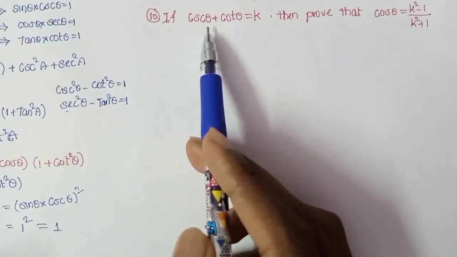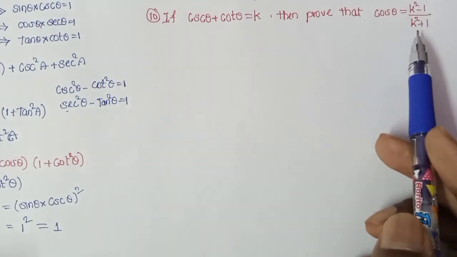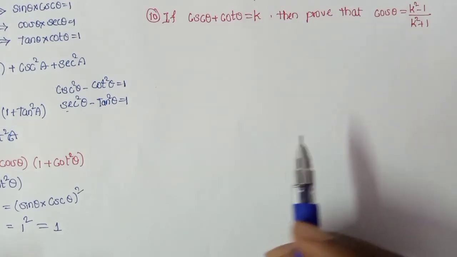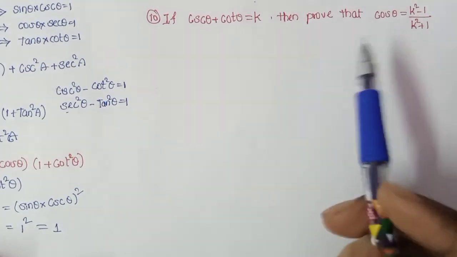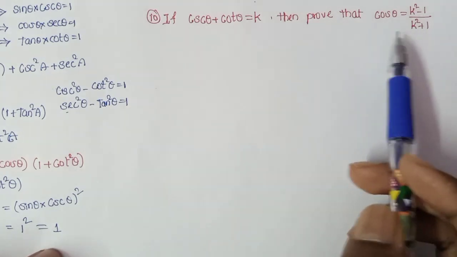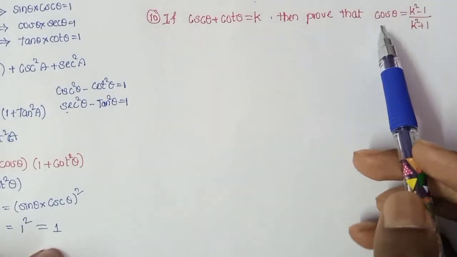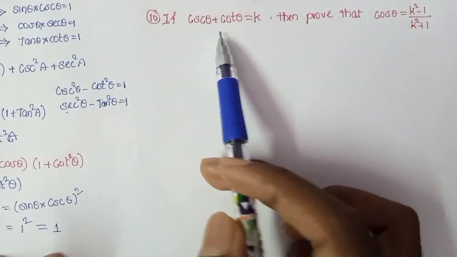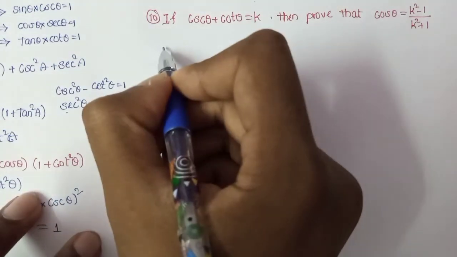If cosec theta plus cot theta is equal to k, then prove that cos theta is equal to (k square minus 1) by (k square plus 1). This is the question. In previous cases, we take LHS and derive RHS. But in this case, if you take LHS and derive RHS, it is very difficult. So we take RHS and derive LHS. That means we'll take this term, do some mathematical calculations, and end up with cos theta. Let's start the solution here.